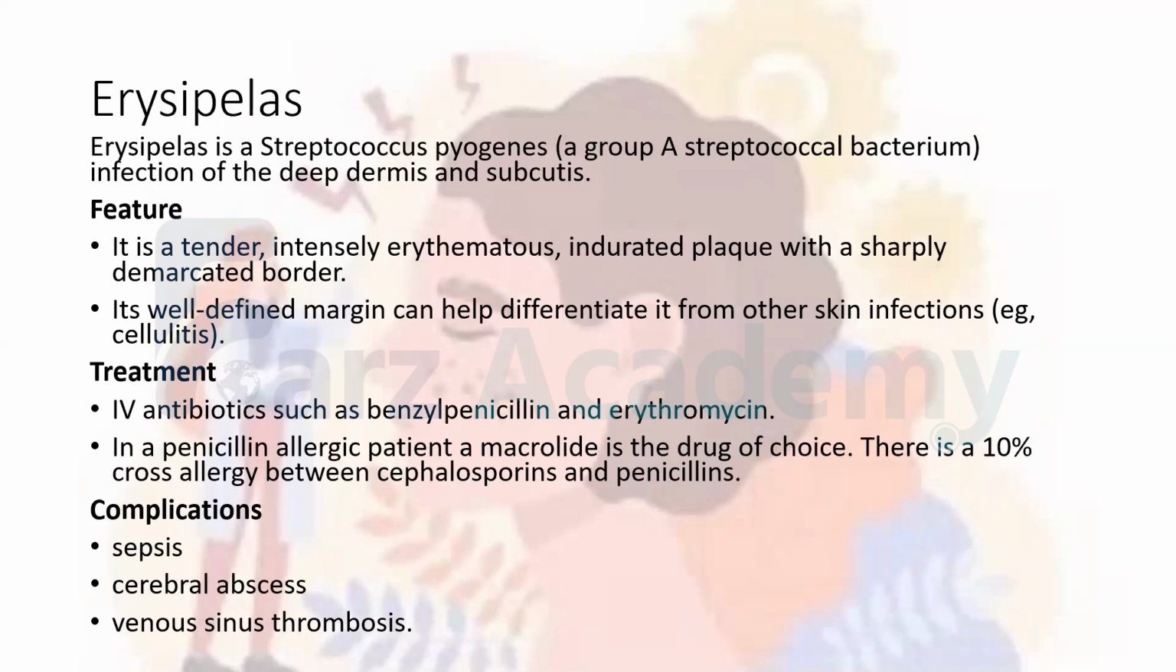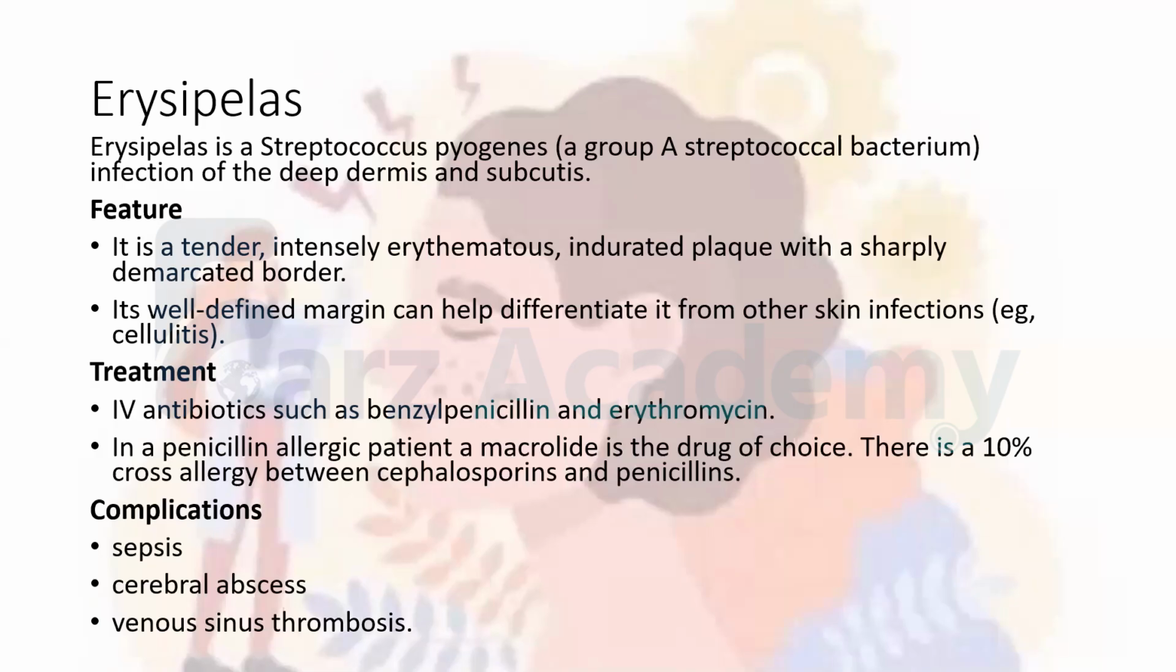Since cellulitis also infects the subcutaneous tissue, whenever there is doubt as to whether it is erysipelas or cellulitis, you can see that these lesions are well demarcated and have a very well-defined margin. So how do you treat these patients? Mainly by IV antibiotics, benzylpenicillin or erythromycin. In a penicillin-allergic patient, a macrolide is the drug of choice for erysipelas. There is a 10% chance of cross allergy between cephalosporins and penicillins, but you can give a test dose and then treat accordingly.